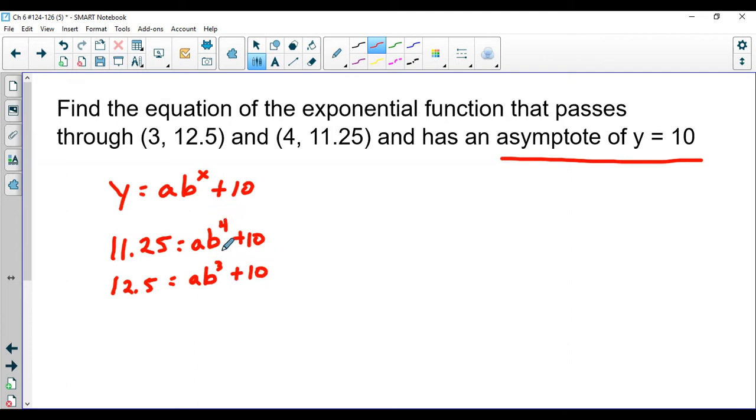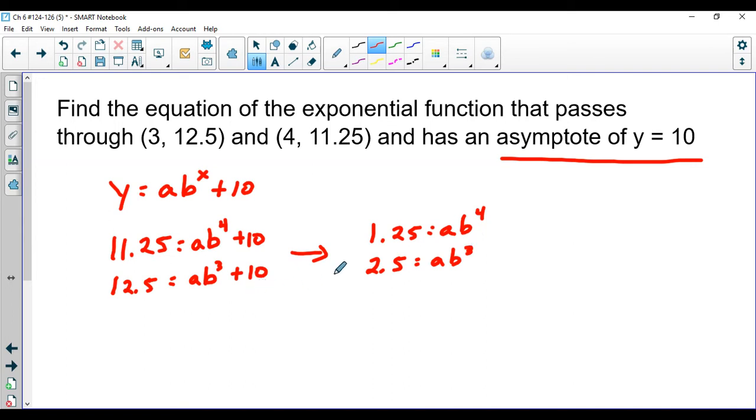Now, it doesn't technically matter which one I use first. I always like to use the one that has a larger x value because I know eventually I'm going to have to divide. However, I don't want to do my division yet because I have this ab to the fourth and down here ab cubed, but both of them have that addition of 10. So before I get to my division step, I want to go ahead and subtract 10 on the first equation. So now I'm going to have 1.25 that equals ab to the fourth. And I'm going to subtract 10 on the other one, so that means 2.5 is equal to ab cubed.